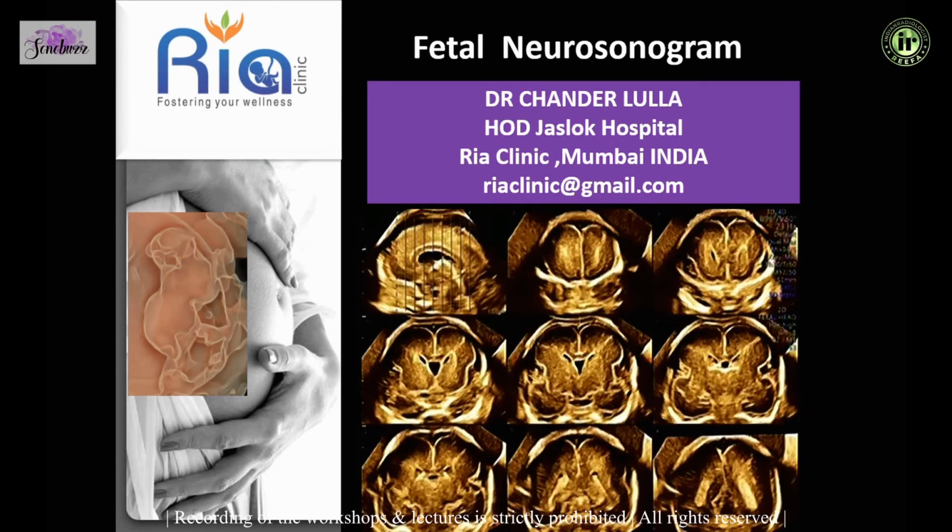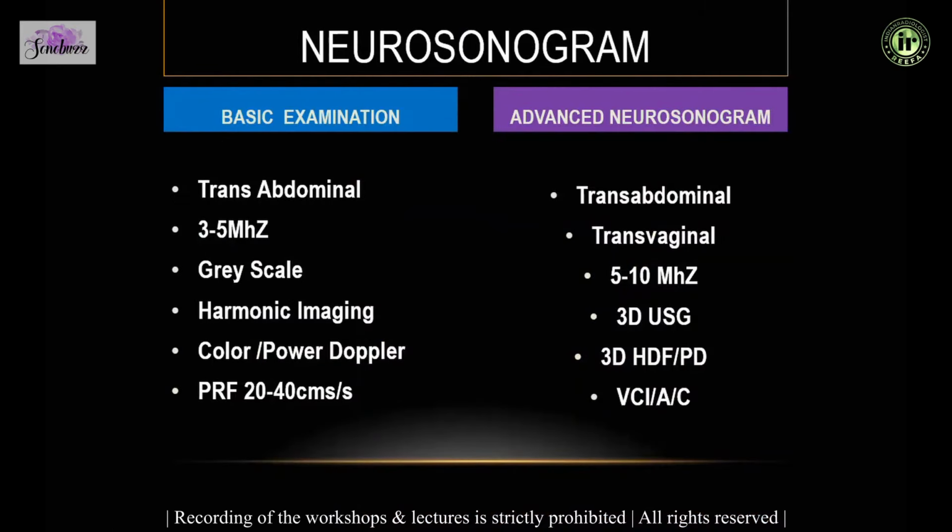So when we talk of neurosonogram, we are basically looking at basic and advanced neurosonogram. Basic is what you're expected to do when you do a routine scan, and it's usually transabdominal with a 3 to 5 megahertz probe, essentially involving only grayscale or sometimes even color Doppler. We use harmonic imaging.